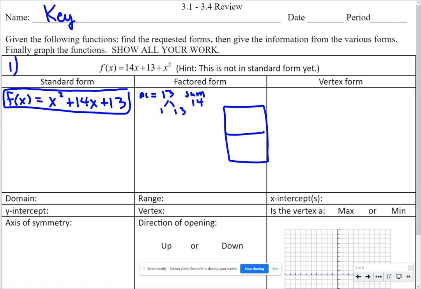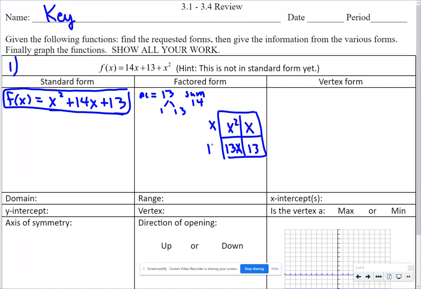And in that box, I'm going to make that box a little bit smaller. I'm going to put my first term, last term, the x squared and the 13. And then the middle term, the 14x, gets split into a 1x and a 13x because they add up to 14x. Find the greatest common factor for each row and column. X squared and x have a common factor of x. 13x and 13 have a common factor of 13.